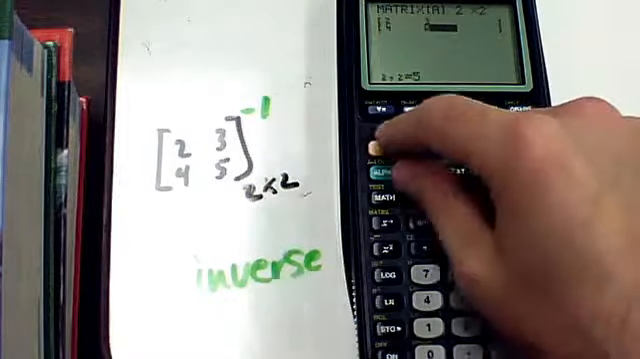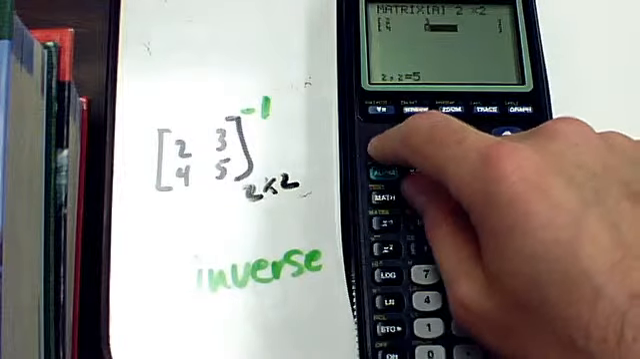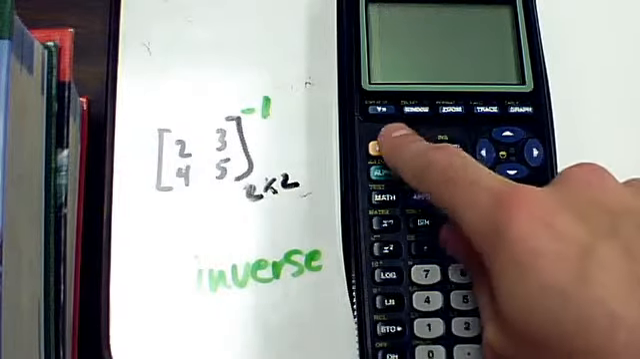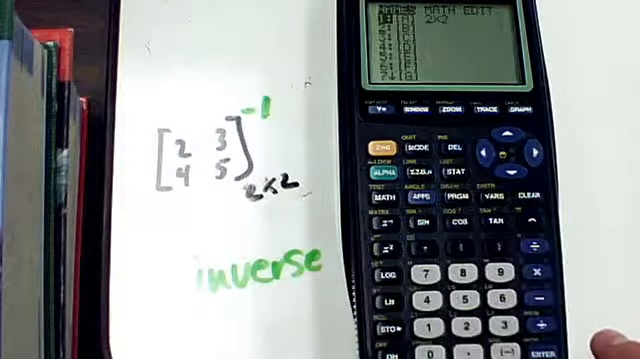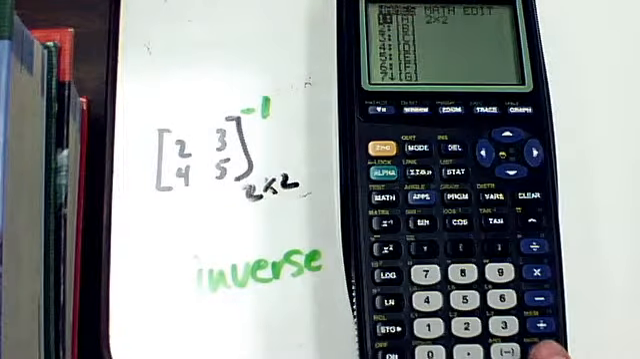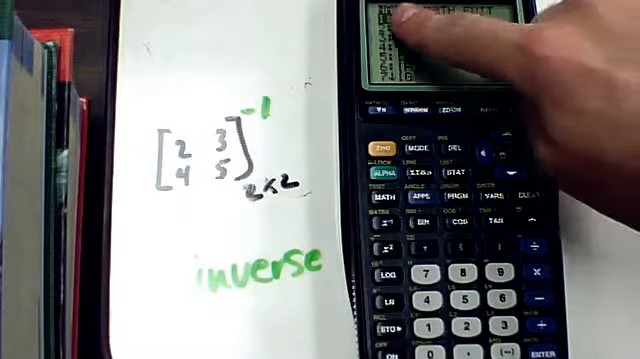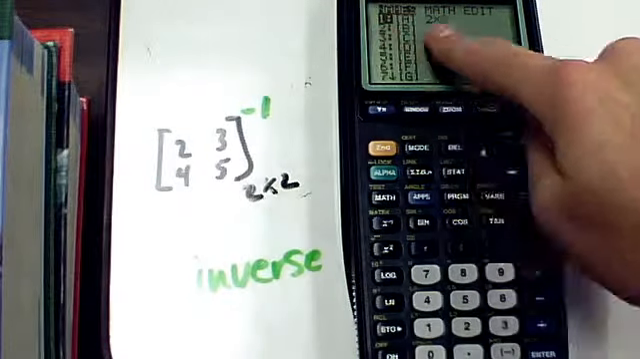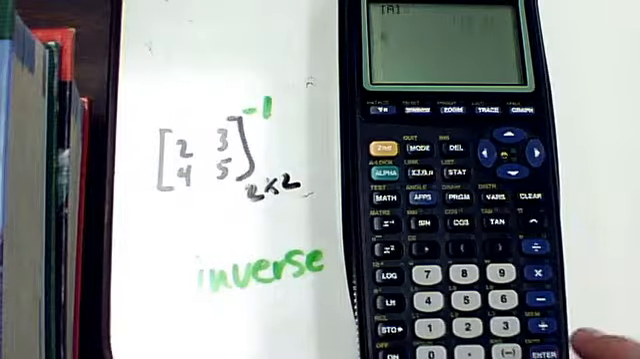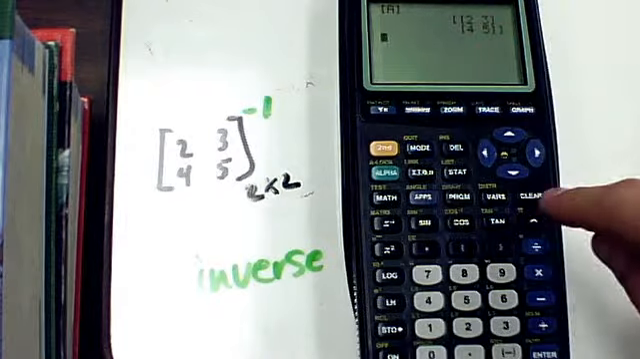Let's go ahead and quit this, second quit, and go back to our matrix. Names is highlighted, and let's press enter because matrix A is highlighted. It says number 1, and it's a 2 by 2. If I press enter again, it pulls that same matrix up, 2, 3, 4, 5.